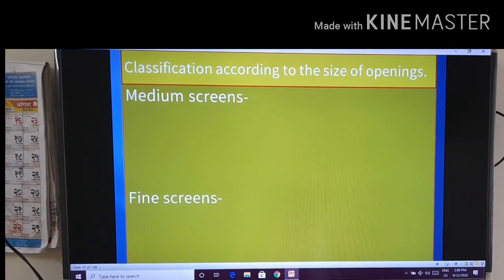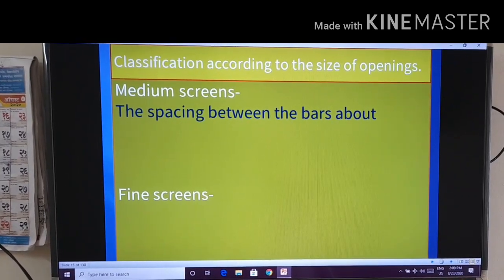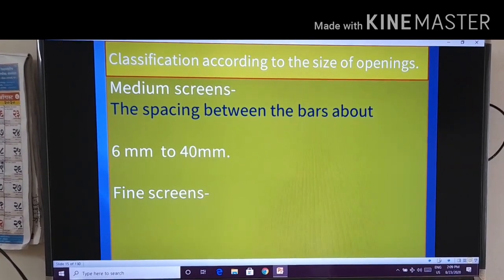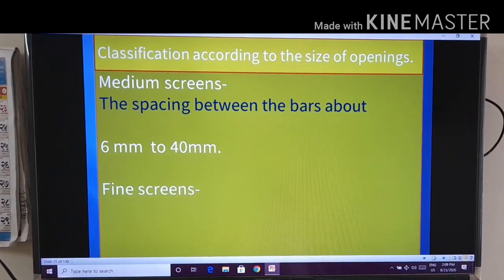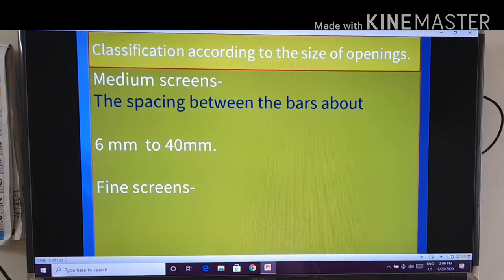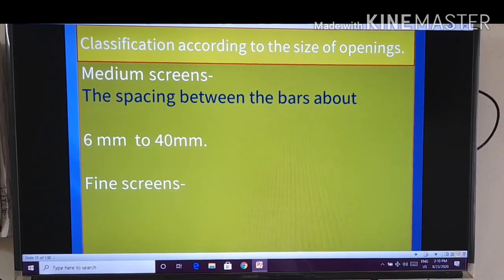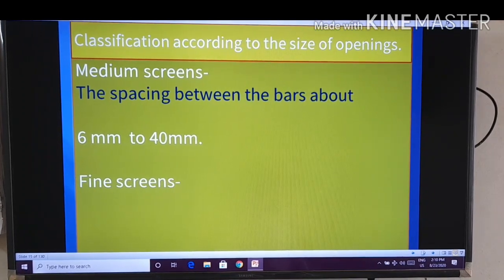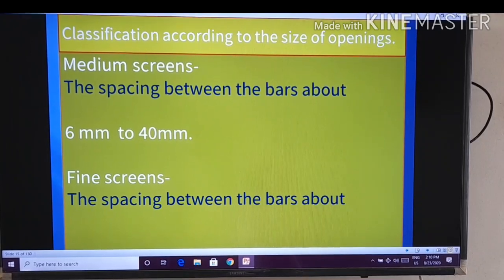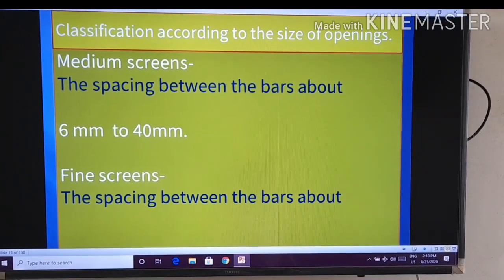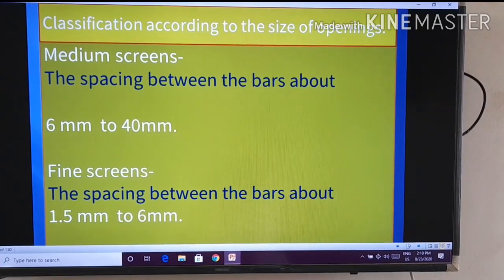Medium screens, the spacing between the bars is about 6 mm to 40 mm. See, in coarse screen we are providing 40 mm. Now in medium screens it is in between 6 mm to 40 mm. Now third, fine screen. The spacing between the bars is about 1.5 mm to 6 mm.